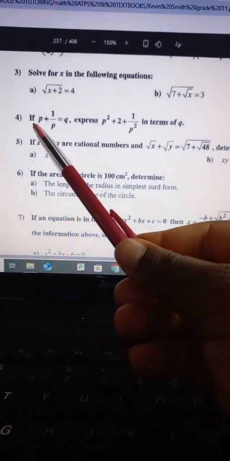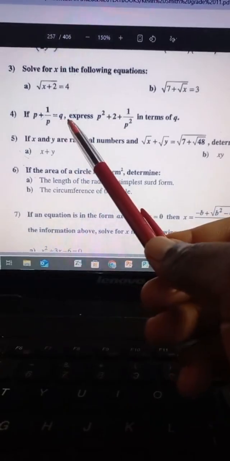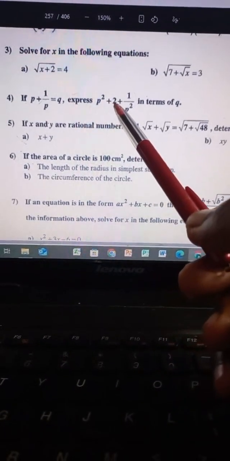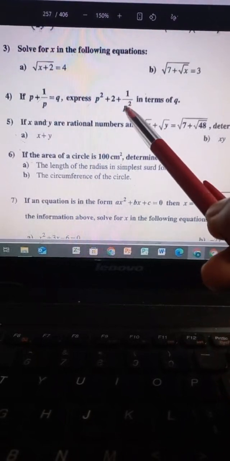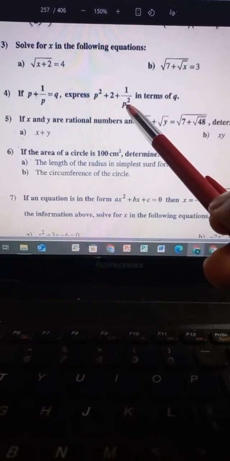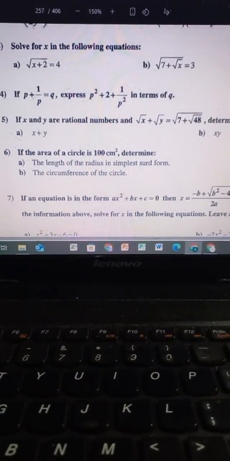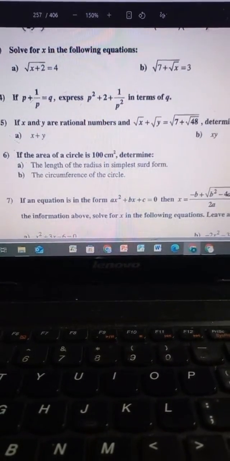Right. Here we have a question, guys. If P plus 1 over P is equal to Q, express P squared plus 2 plus 1 over P squared in terms of Q.